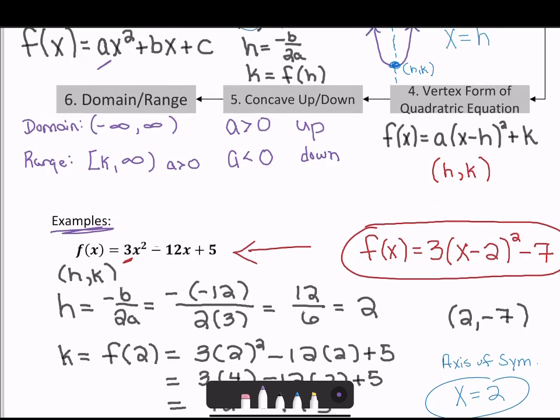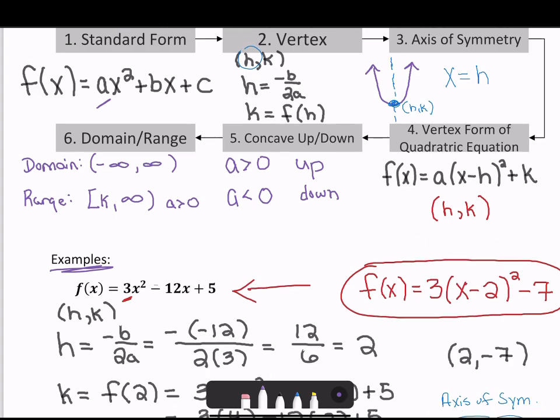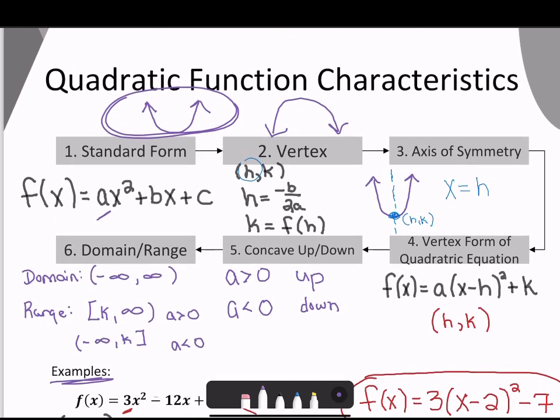However, if the A is less than 0, if it's negative, then it flips around. You're going to go from negative infinity to K. So like an example of a parabola that's concave down, you look for the lowest value, it goes down forever. That's negative infinity. And then it goes up to wherever the vertex is, which is K.